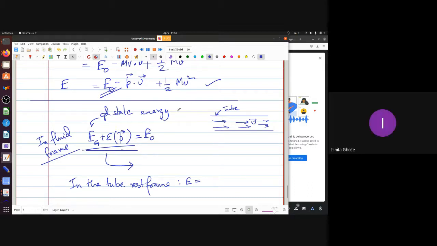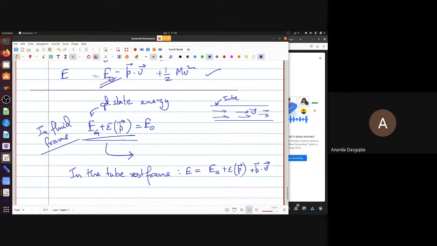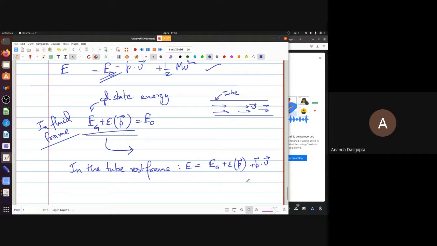So E naught is E ground plus epsilon p. Then plus P dot V, plus P dot V, not minus P dot V. That's good, because the velocity is minus V here. And the rest of the term is half m v squared. So minus V squared is also V squared. So in the tube's rest frame, the energy after the quasi-particle is excited is given by this whole expression.